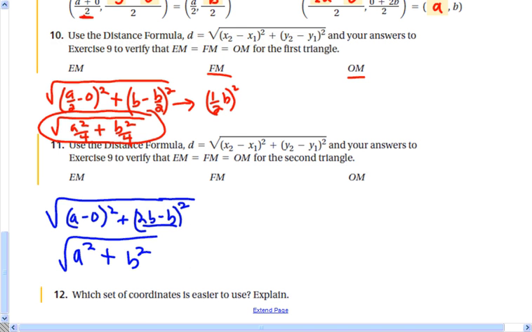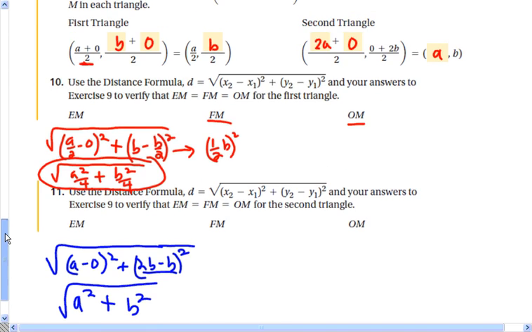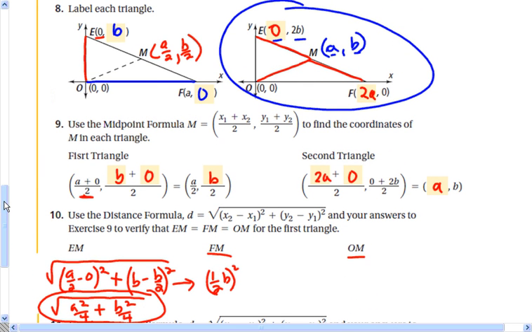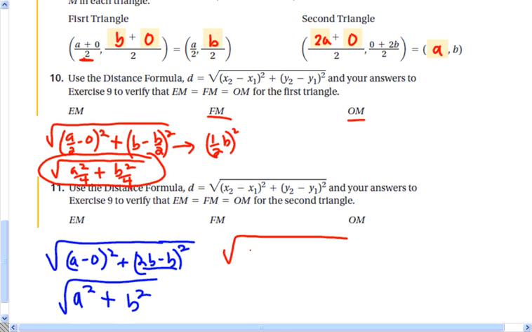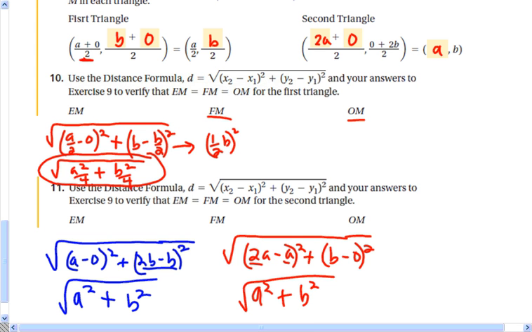And I'll just do one more to show you that it is indeed the same distance. Let's do FM. So we're going to do 2a and a, and then 0 and b for the y coordinates. So the square root of 2a minus a squared plus b minus 0 squared. And again, 2a minus a is 1a squared, and b minus 0 is b squared. And so we get exactly the same thing. Now, to finish this proof, we would also have to show that OM is a squared plus b squared, but I think we can see that it will be.